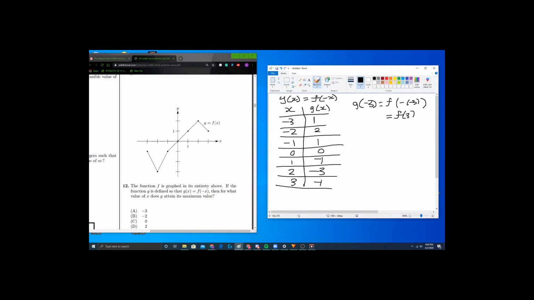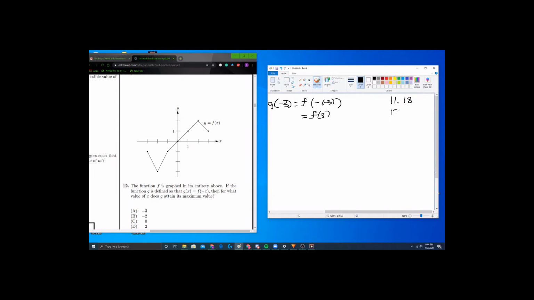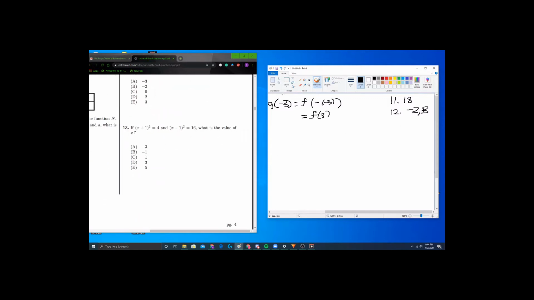So for what value of x does g attain its maximum value? Which is the greatest number here? 2 is the greatest number here, so g attains its maximum value at negative 2. So our answer for question 12 is negative 2, or B. Let's move to question 13.